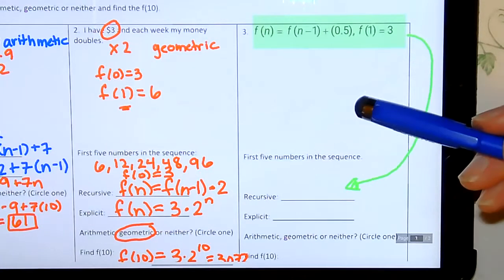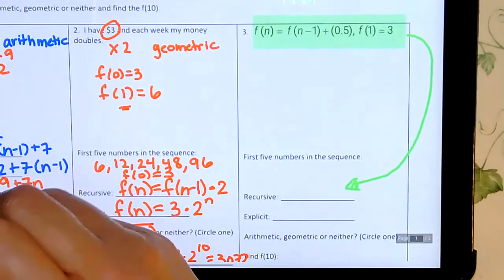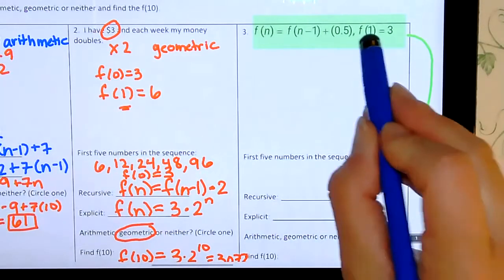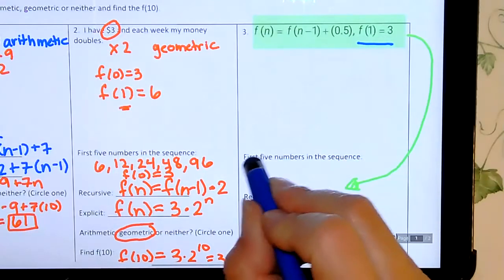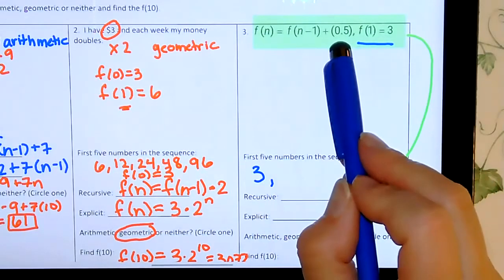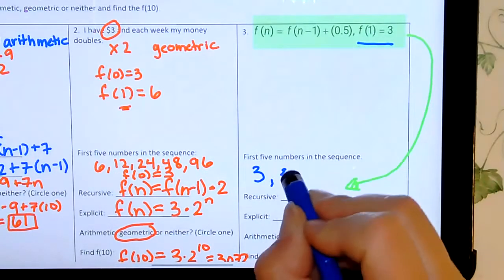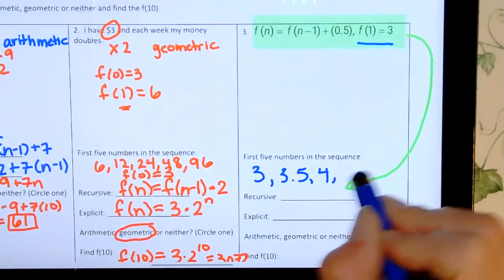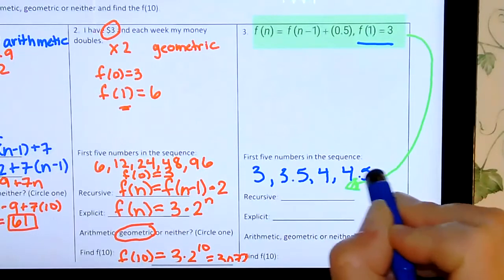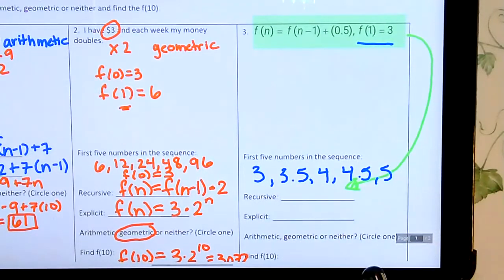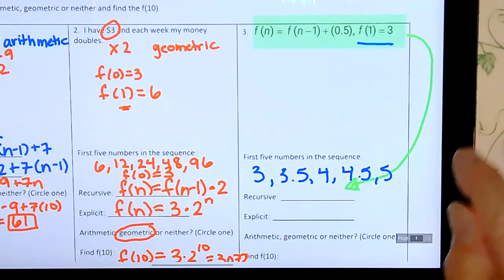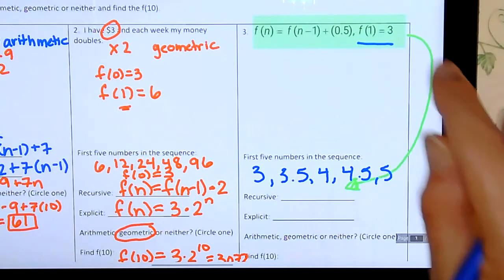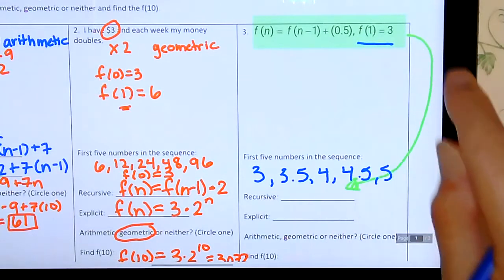So here they want us to actually write the first 5 terms. So here my f of 1 is 3, so I'm going to start with 3. And then I'm adding 0.5, so it's going to be 3.5, 4, 4.5, 5. And again, the recursive formula I wrote here.